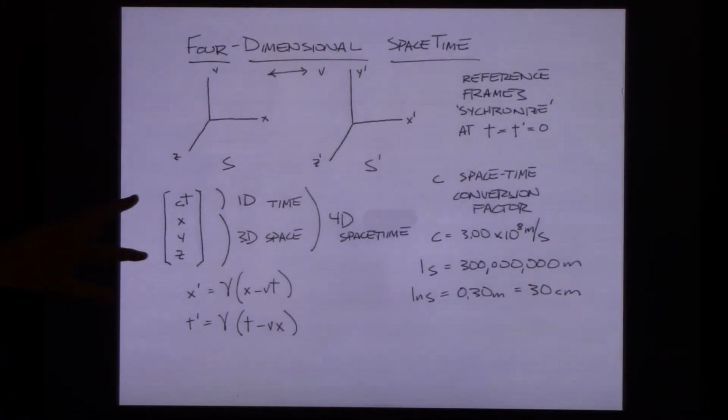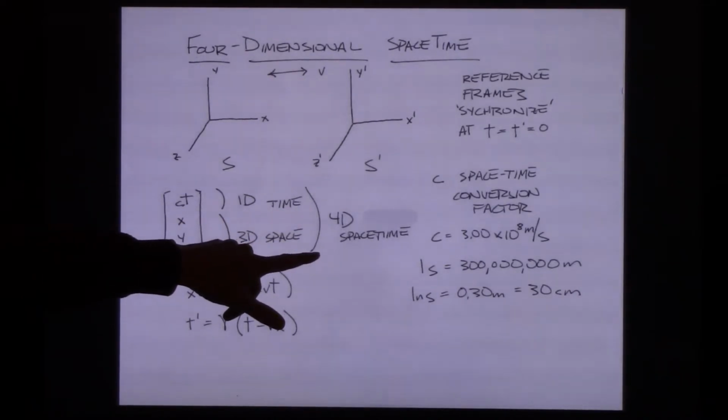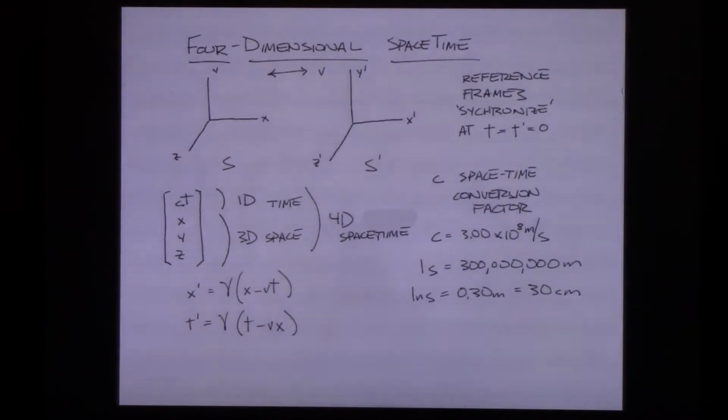Now, if we're going to create a four-dimensional space-time, we need something so that we can use the same set of units to measure space as we do when we're measuring time. When we're measuring distances, when we're measuring space, we use meters. When we're measuring time, we use seconds. Is there a conversion factor between the two?